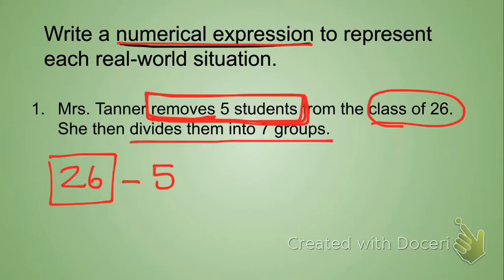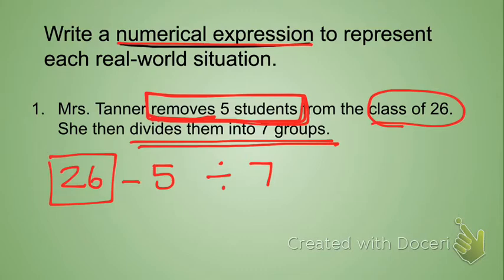But she's not done then. This also says that she divides them into 7 groups. So she had a class of 26. She took away 5, and then she divided them by 7. But can I leave my expression this way? Would it represent that? There's something else I need to do to make that expression fit the situation. Do you see it?